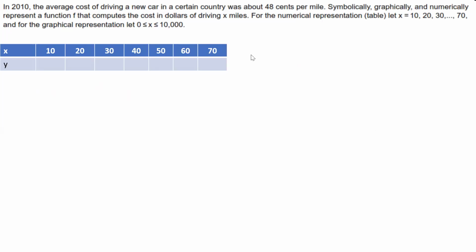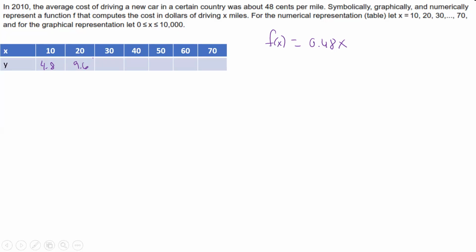So first off, let's find what f of x is equal to. Well, it's going to be our price per mile, which is 0.48, let's put it into dollars, times x. So that's going to be our function. Now, what we're going to do is plug in 10 into that first. If we take 10 into that, that's going to give us 4.8. Now, if we take the 0.48 times the 20, we're going to get 9.6.